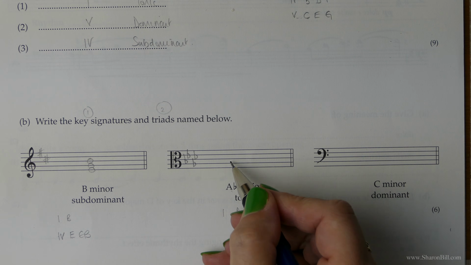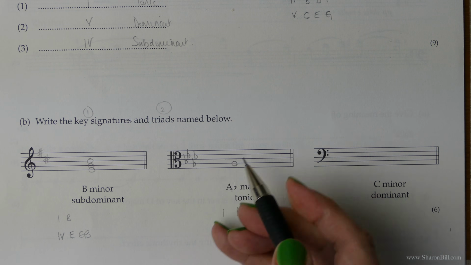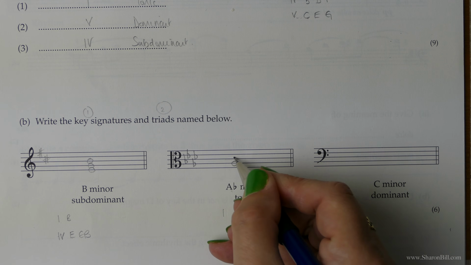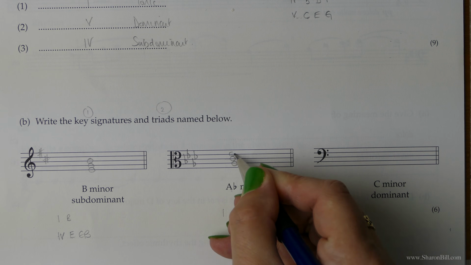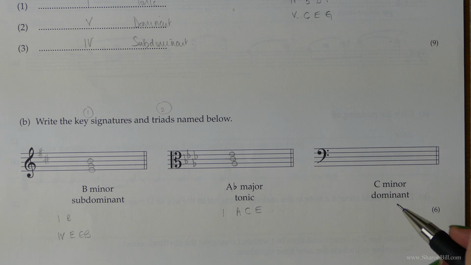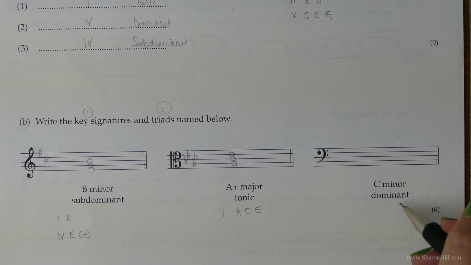And so now we just need to think, if this is C, B, A is here. We've got B flat, E flat, A flat. Just to double check everything's placed correctly. First, third, fifth. And finally we get to write C minor.